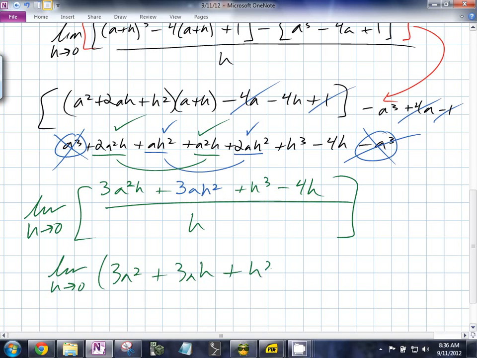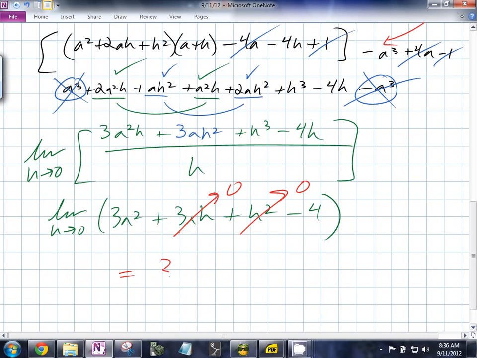Everything with an h in it is going to become what? So this is going to 0, this is going to 0, so what are you left with? 3a squared minus 4. 3a squared minus 4, which is absolutely correct.